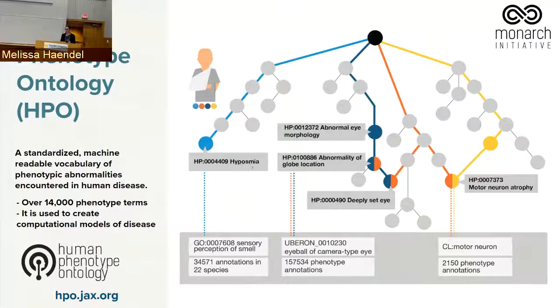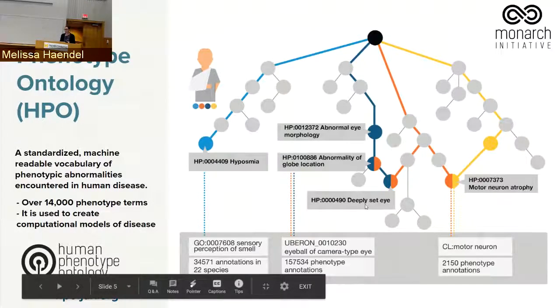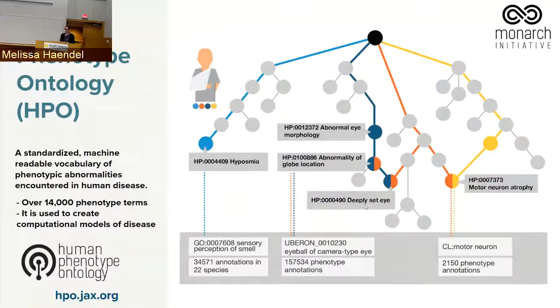Hyposmia, this term, is actually defined in terms of other terms from other ontologies in a logical fashion that a software tool called a reasoner can actually leverage. So that software tool can know that, for example, deeply set eyes are a subtype of abnormality of the globe location, which is a subtype of abnormal eye morphology. And so if I query on all phenotypes that have to do with abnormal eye morphology, I'm going to come back with terms that are annotated to, you know, data that's annotated to deeply set eyes.